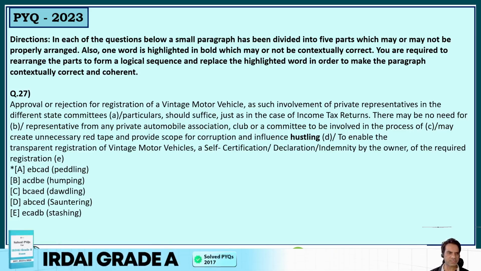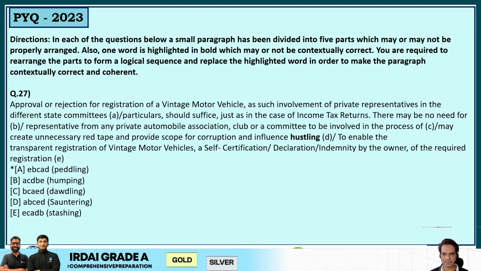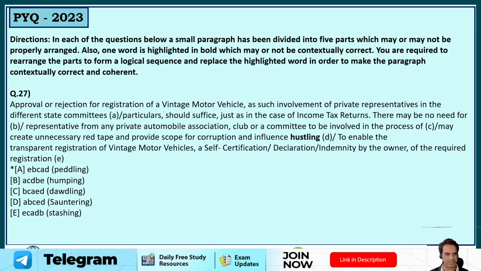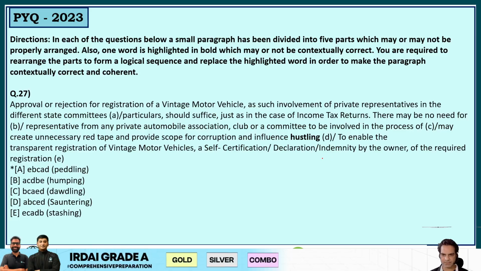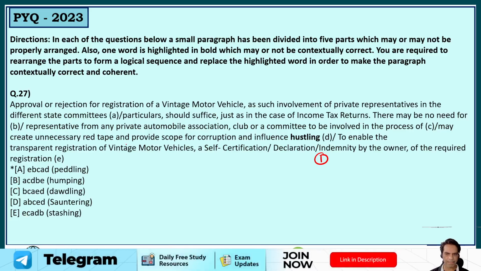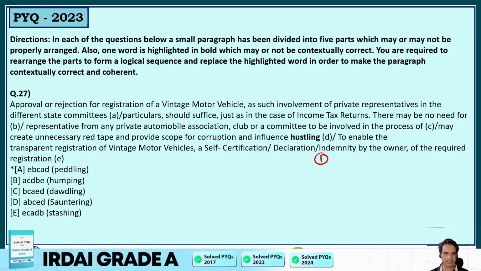So let's see. Approval or rejection for registration of vintage motor vehicle, such as such involvement of private representatives in the differentiate, no. Particulars should suffice just in case, no. May create unnecessary red tape and provide, no. To enable the transparent registration of vintage motor vehicles, self-certification, declaration, indemnity by honor of the required registration. Then particulars should suffice. So I think yes, E is the first part here. So is there any option starting with E? A and E. Okay, look at the word, guys. Influence, hustling. So it should be E, then it should be B.